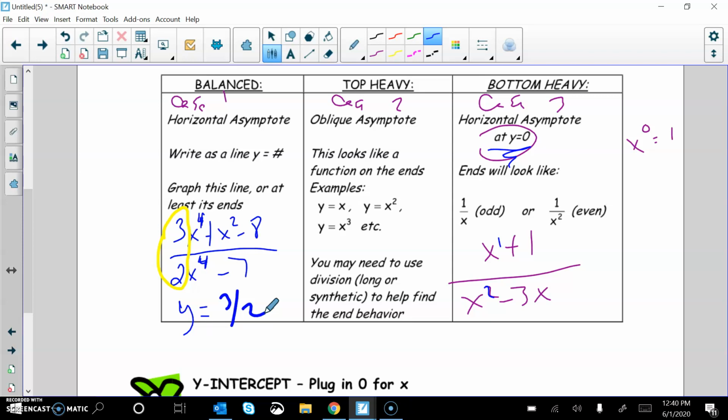So as x gets really, really, really large, plug in a billion, trillion, and so forth, the y coordinate will get closer and closer to 3/2. Same thing on the other end, if you plug in very small numbers. All right, this middle case here, top heavy, plug in.